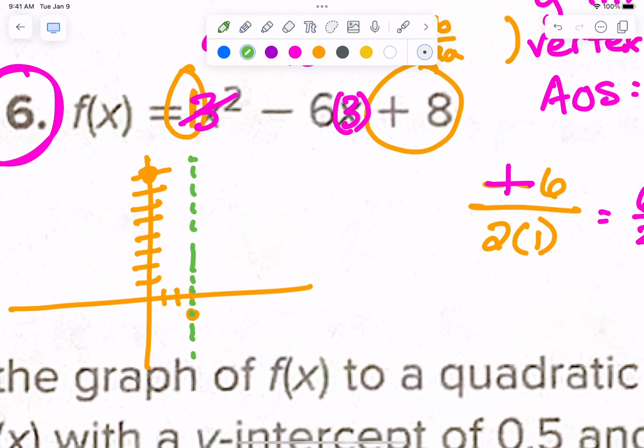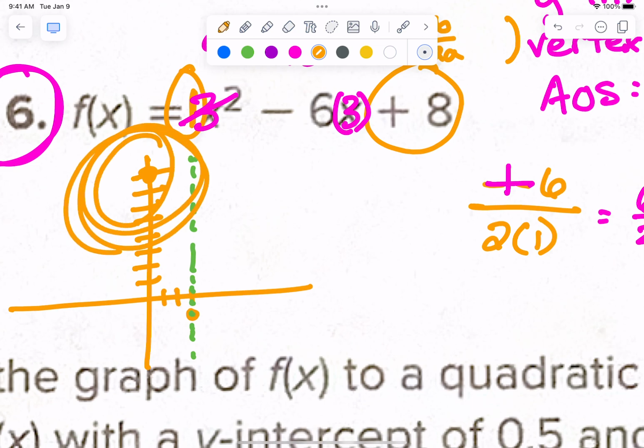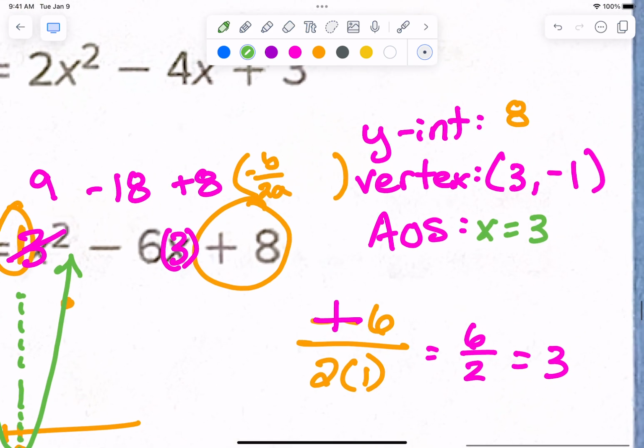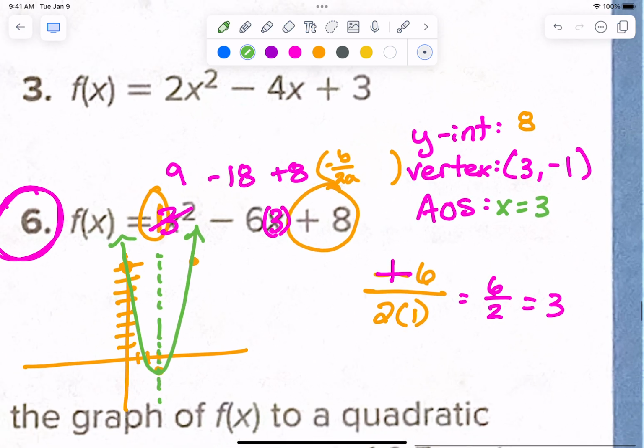So now I can see that this dot right here, which is on the left side, also has to be repeated on the right side. You see that? So I'm going to put a dot right there, and you see what he looks like now? Let me get a different color. There he is. That's what he looks like. Do you see him? Perfect. Look at that. So we did those 3 things: y-intercept, vertex, axis of symmetry.